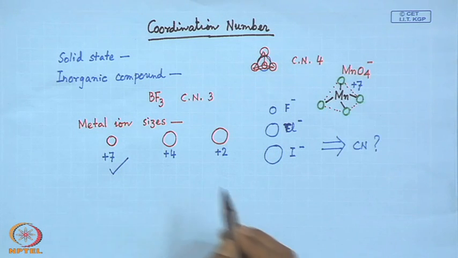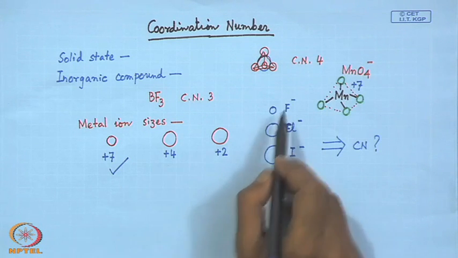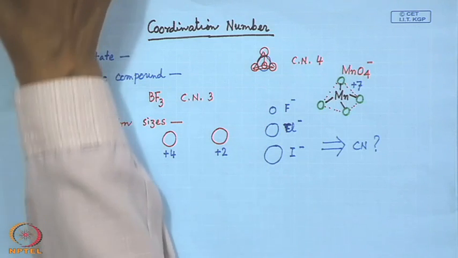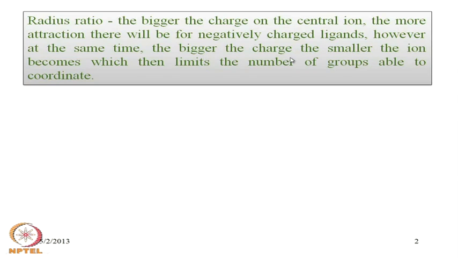That means, if we have a +7 charge on the metal ion, the attraction between this charge and the negative charge will be more. But when we have the higher charge, the smaller the ion becomes. That means, when you have the +7 oxidation state for manganese, it will have the smallest size in the series, which then limits the number of groups able to coordinate. So, when the size is small, we cannot cover the metal ion by a large number of ligands, though the attractive force between the positive center and the negative center is more.